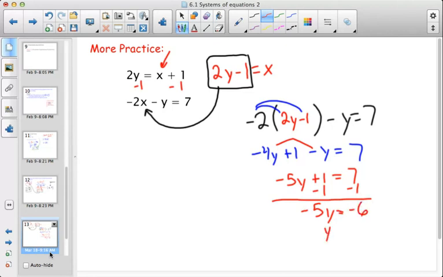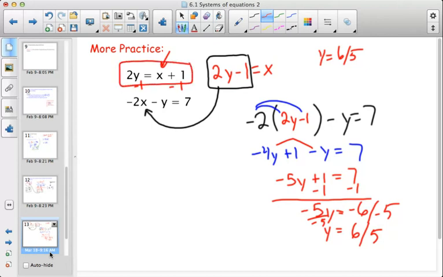So y must be equal to, let's see, if we divide this by negative 5, divide this by negative 5, we get y equals 6/5. Which is kind of a gross number, but that's okay. That's part of our solution. Y equals 6/5. And then plug that value into the other equation to solve for x. I'm going to take that and plug it into this top equation.